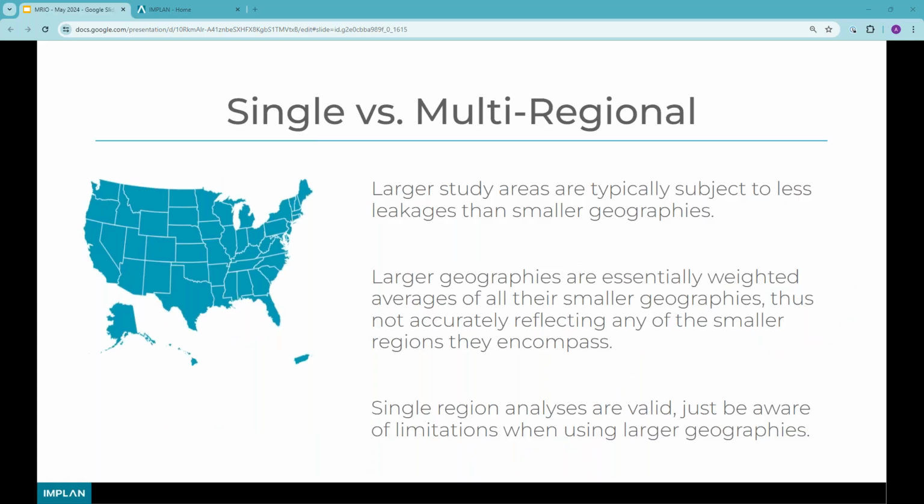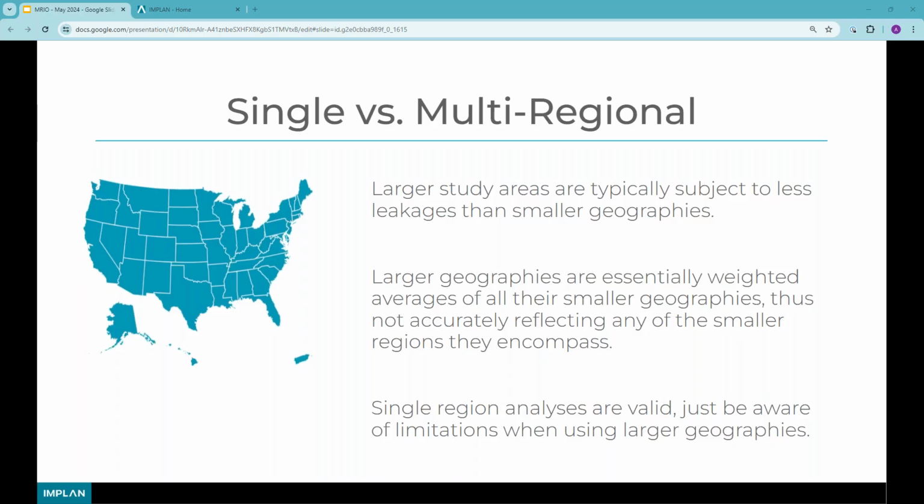Remember, when you're setting up projects with larger study areas, they're typically going to have less leakages than smaller geographies, right? Your supply and your workforce is just greater. You've expanded that region. But these larger regions are also going to be weighted averages of smaller components. So you lose that regional specificity, those actual economic conditions that occurred when you select a state over a county or an MSA. This is also true when multiple regions are combined. The characteristics of that new aggregated region becomes the weighted average of all of the included pieces, which creates some type of aggregation-induced error or aggregation bias.